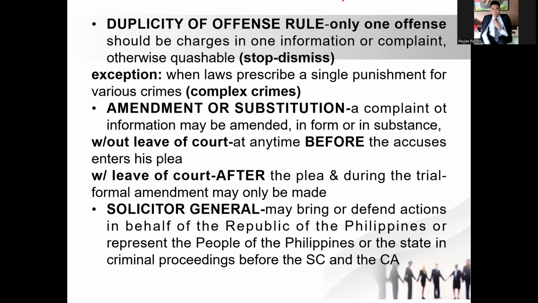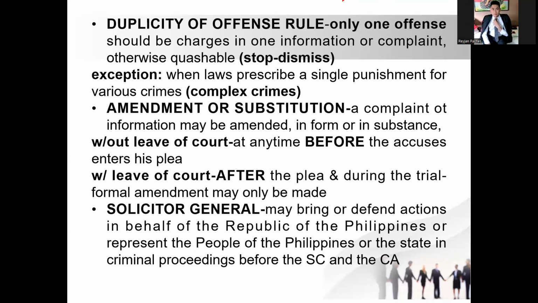Without leave of court, hindi na kailangan magpaalam or i-inform ang korte kapag anytime before the accused enter his plea. Yung hindi pa naka-enter ng plea ang accused, yan yung tinatawag natin na without leave of court. Hindi na kailangan magpaalam na magkakanta kayo ng ganito, ganyan, or mag-change ng nilalaman ng complaint or information kasi nagkamali kayo. But of course, with leave of court na, kailangan mo talaga magpaalam, that is the protocol.